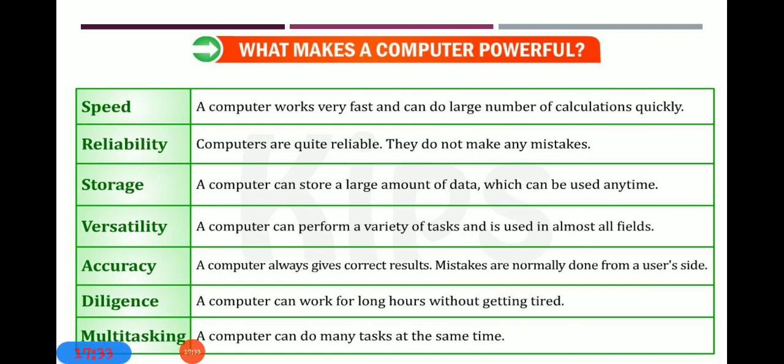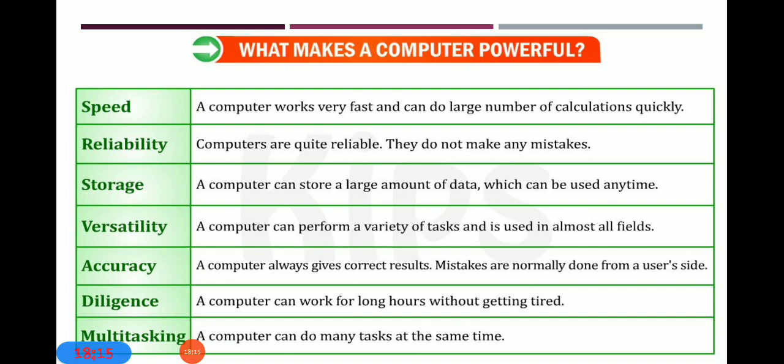What makes a computer powerful? What is the thing that makes a computer powerful? So first is speed. A computer works very fast and can do large number of calculations quickly. It works very fast. Reliability. Computers are quite reliable. They do not make any mistake. Storage. A computer can store a large amount of data which can be used anytime. Versatility. A computer can perform variety of tasks and is used in almost all fields. Everywhere it is used. So that's why computer is versatile.